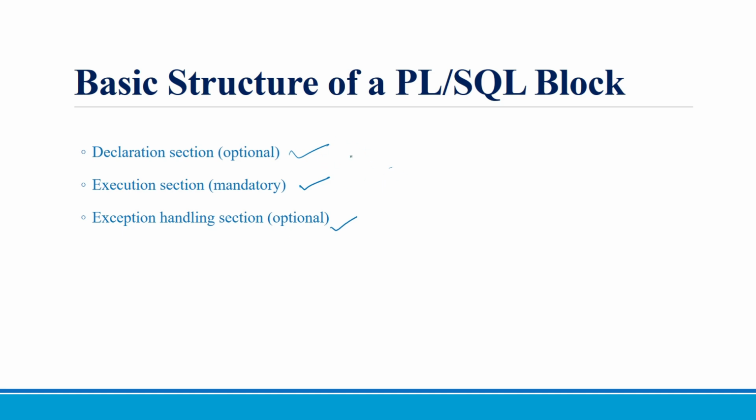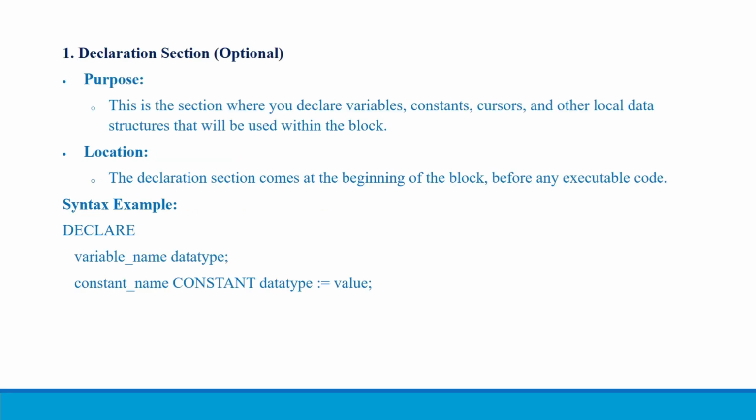The declaration section is primarily used to declare variables, constants and cursors. The execution section is the main block where the main logical handling, all the queries and all the logic work. The third one is the exception section. The declaration and exception handling sections are optional, but the only mandatory section in a PL/SQL block structure is the execution section. Let us understand them one by one.